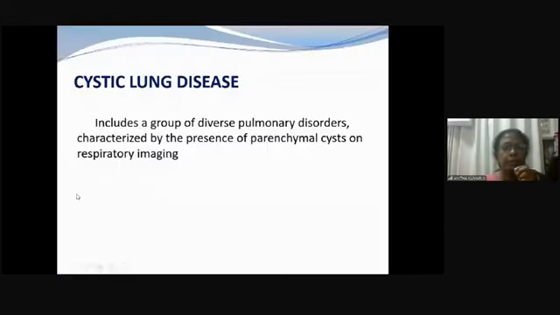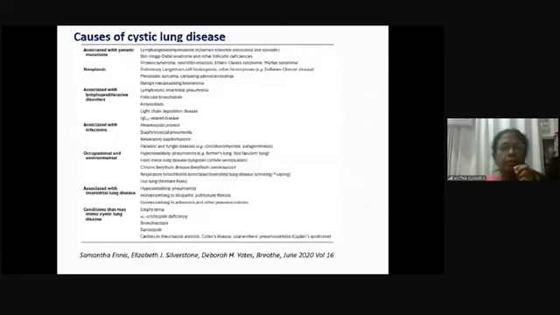Yes, so the cystic lung diseases include a group of diverse pulmonary disorders, and they're characterized by the presence of parenchymal cysts on respiratory imaging.